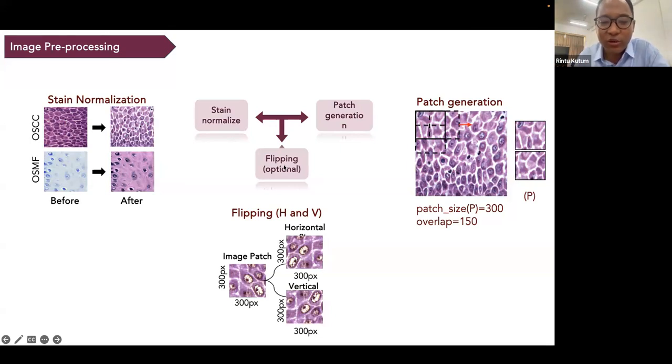We do a horizontal flipping and a vertical flipping, because if you do more, then the patch count increases. But we did not want that, because we have a lot of images to start with. We had a patch size of around 300 by 300 pixels, and we also had overlapping sliding. So from the whole slide image, you generate the small patches.